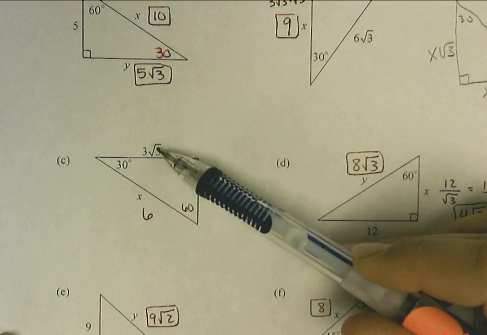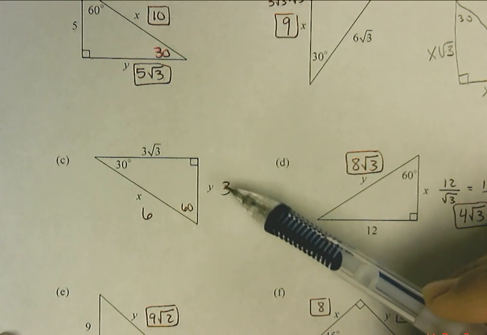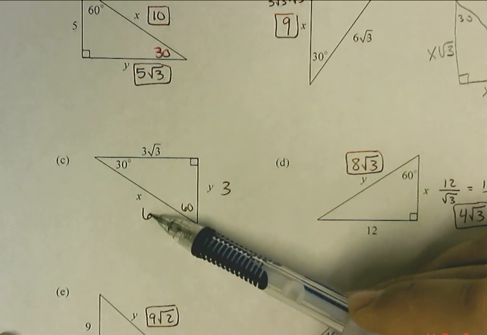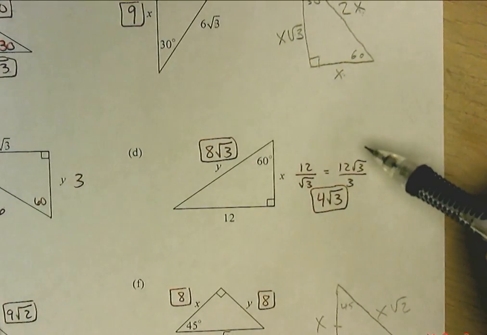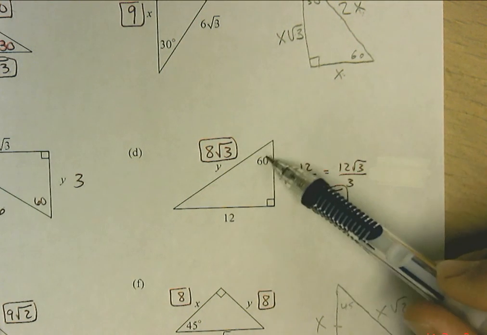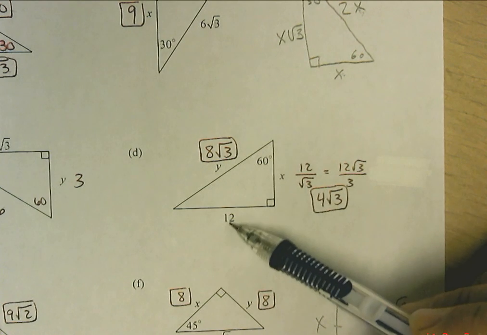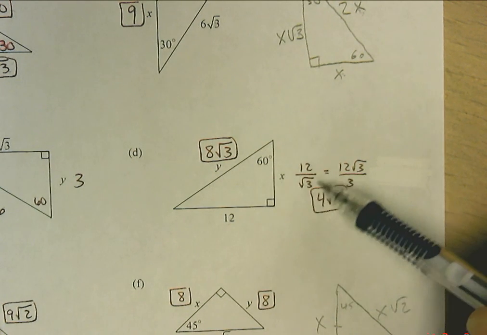I know the middle side, so to go backwards, I would divide by the square root of 3, and that would give me 3. Double it to get the big side. Same pattern the whole time on a 30, 60, 90. So I'm given the middle side. I know it because it's across from the 60 degrees. The middle side, so I have to divide by square root of 3 to get to the small side.